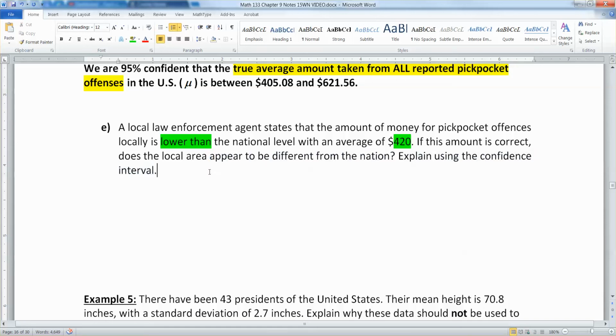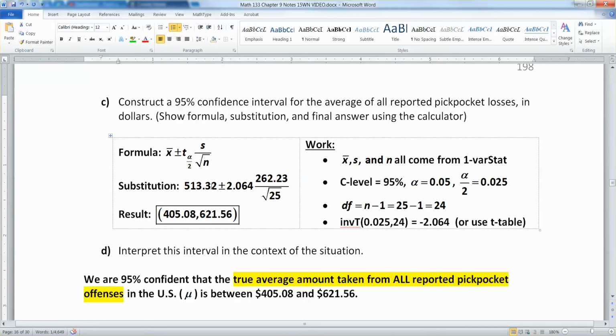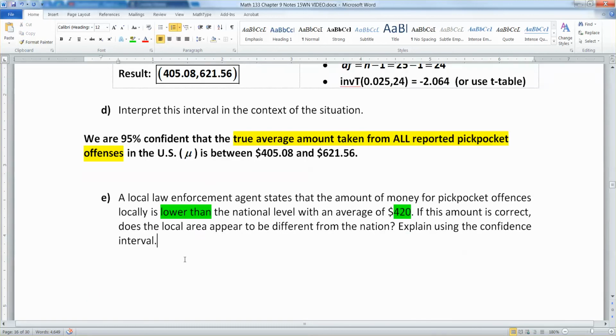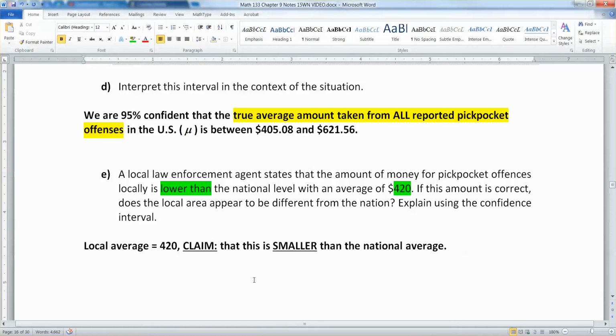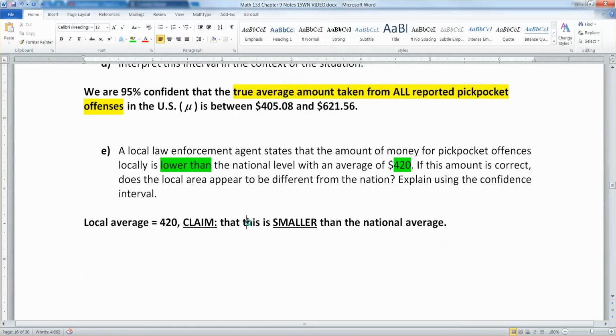So he's saying, or she's saying, look, we're different in this area because we're lower than the national average. We're only at 420. Well, that's lower than 513. That's true, but that's not lower than the interval we'd make. So this is not true, right? That claim is not correct according to the interval that we've made. So the claim they're making is that 420 is smaller than the national average, which is the interval. That's what the interval is for. You're talking about the national average for mu.